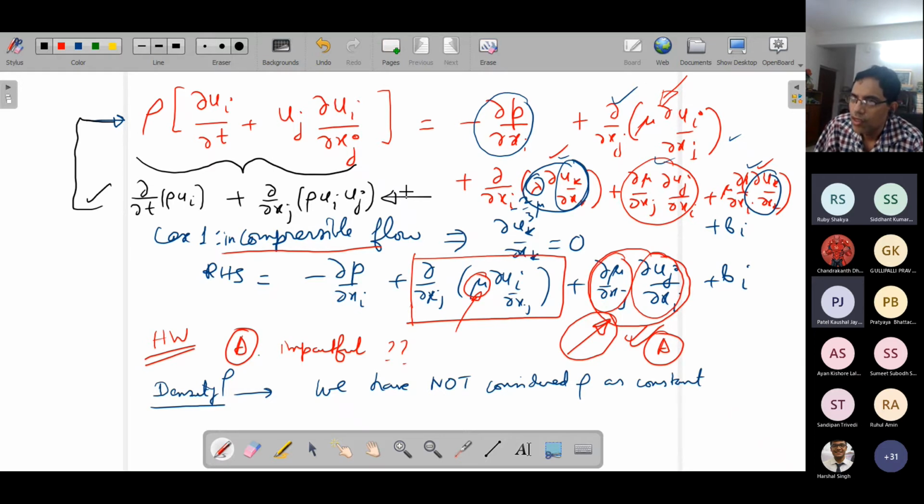Okay. Now, from here to here, that is the black to the red colored equation or expression, what is the assumption? Any one of you?